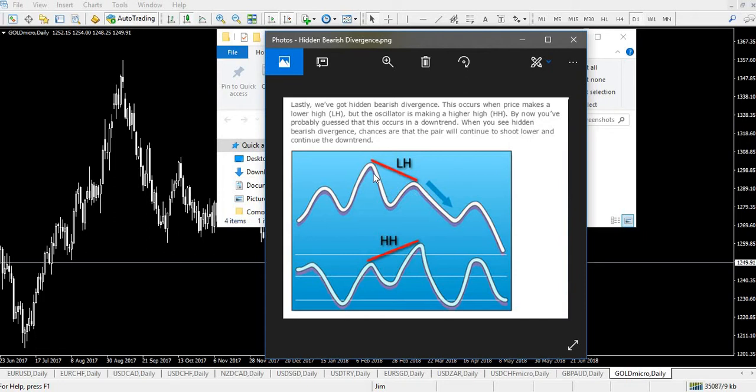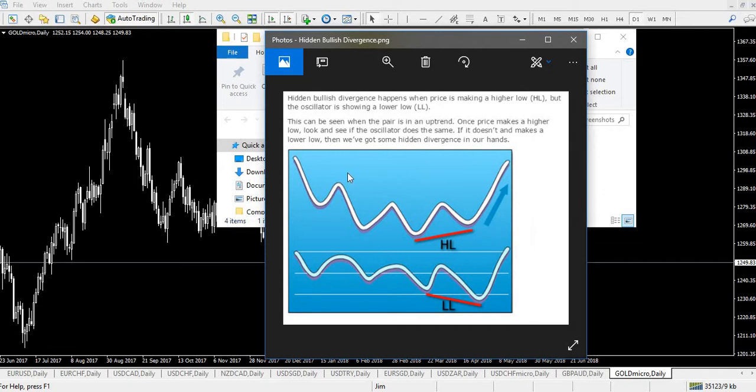So I've just written down a couple of little cheat sheets in my book that sits beside my desk. Basically, when price is heading down and the MACD is heading up, or the oscillator you're using is heading up, then you expect price to continue down. So it's bearish. Anytime you see bearish, we're selling.